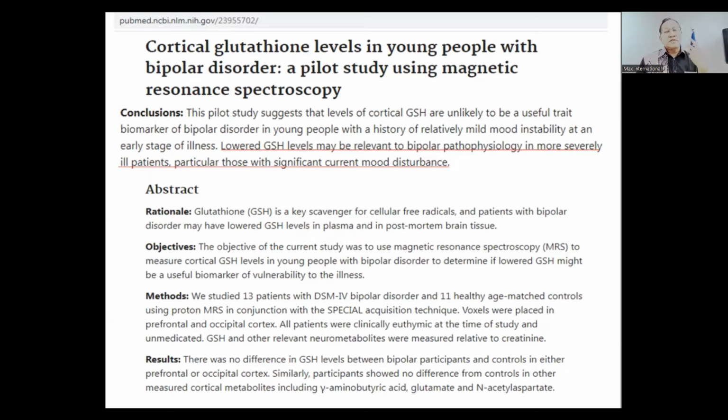Okay, so the studies show that glutathione is very much involved in brain function, very much involved in psychiatric disorders, right? So just now the first one was on depression, the second one is on bipolar disorder. If mild, you don't detect the difference in glutathione, but in severe cases, yes.